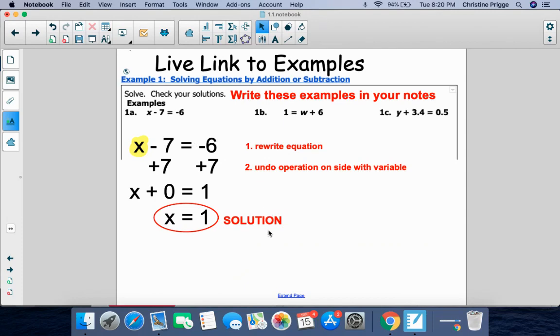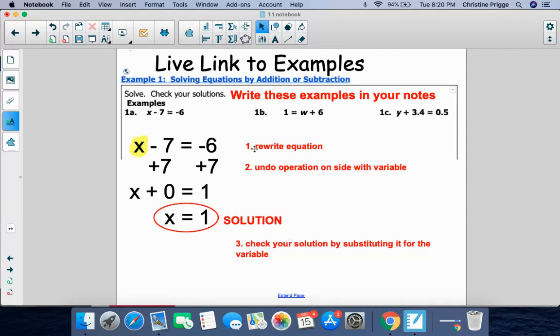Now, the third step is probably the most important step. Step 1, rewrite. Step 2, undo the operation to get the variable alone. So I want to undo the operation on the side with the variable. And the last thing I need to do is to check my answer. You need to check your solution each time. You'll always get an A, right? You'll have all your answers correct.